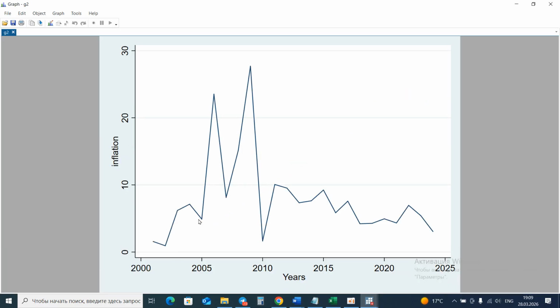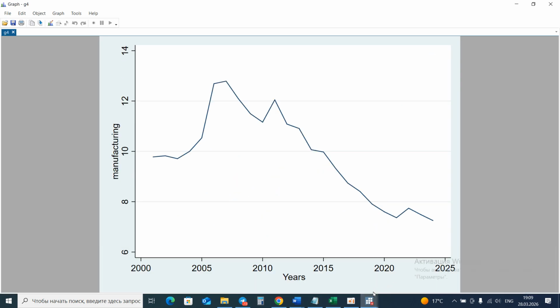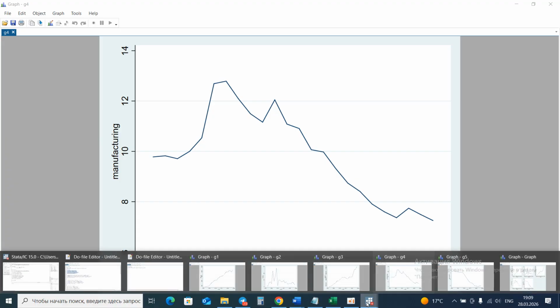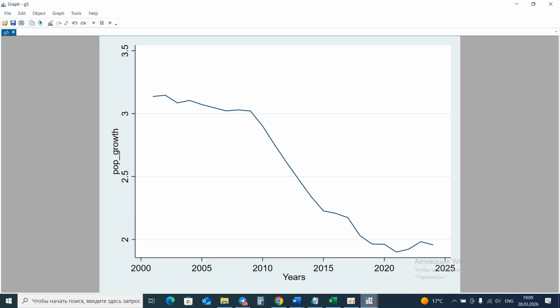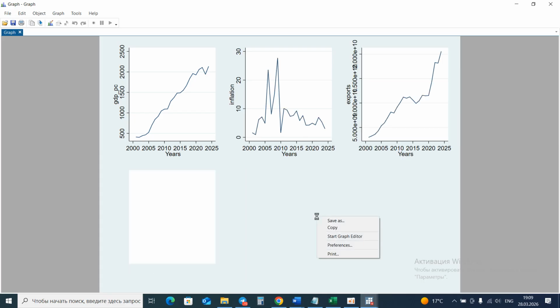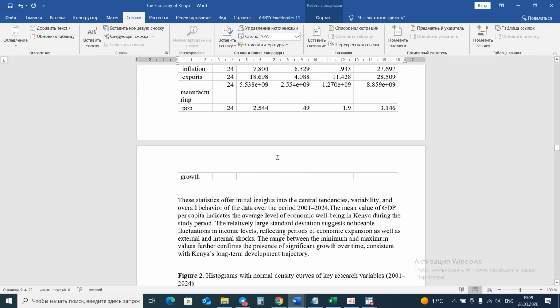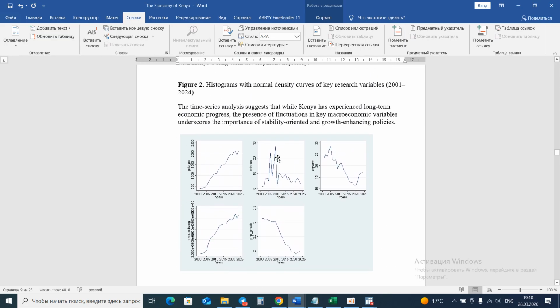While in inflation we have some fluctuations, significant ones. Next would be our exports that also increased, our manufacturing that unfortunately decreased, our population growth, and we have graph combine that helps us to see and compare all the graphs that we have. And we also copy it and put it to our Word here in this form.